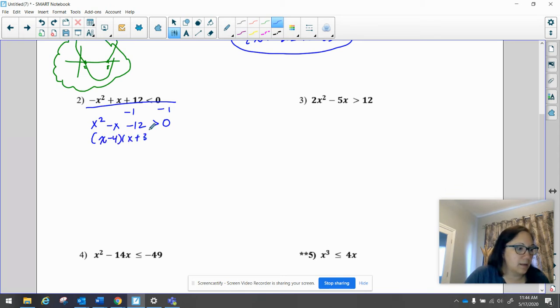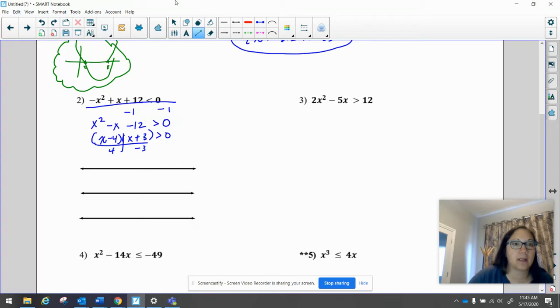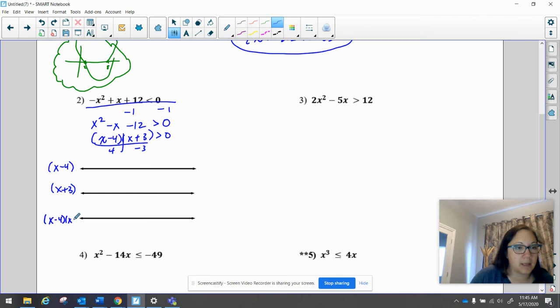x plus 3, and that's greater than or equal to 0. My zeros are going to be at 4 and -3. Okay, so here come my 3 number lines. The first one is going to be x minus 4. This one's going to be x plus 3. And this one's going to be x minus 4 times x plus 3, the entire function. Okay, so I need to make my markings at -3 and 4.